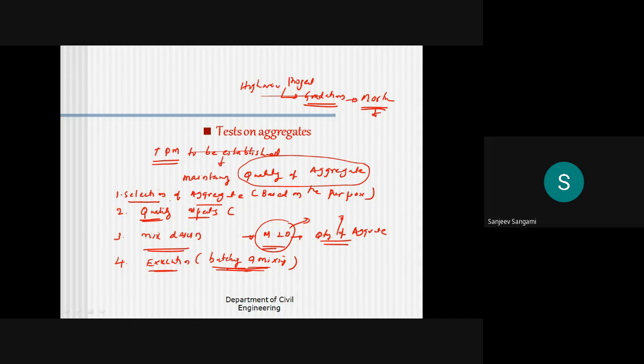Before this, I was explaining about the selection of the aggregate. You can add the sampling also. You can add the sampling and bringing it to the laboratory and testing, which I already explained. So bringing the materials and testing them in the laboratories, that also you can add at this stage.